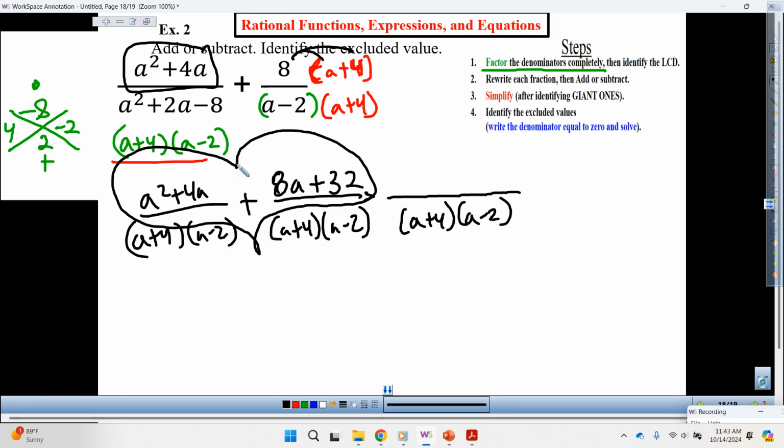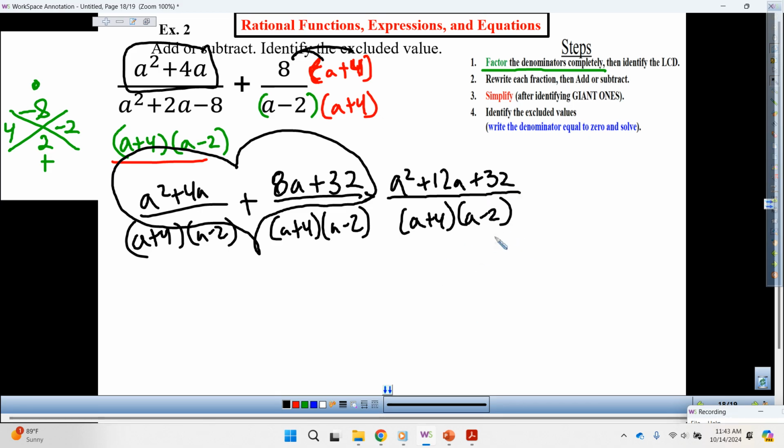All right. What do I write for the numerator? Rachel, go. A squared, 12a, plus 32. Okay, not bad. So far so good? Yes?